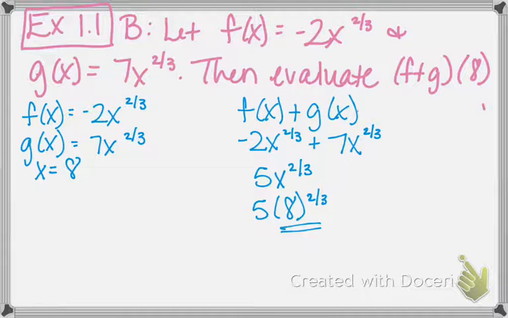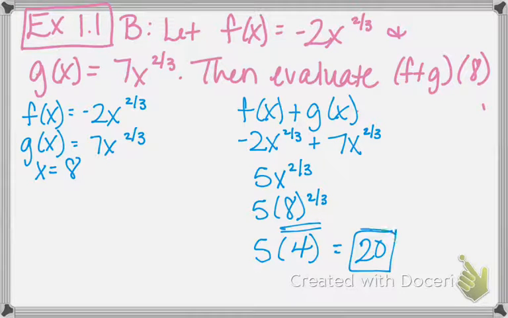If you do that, you should end up with 8 to the 2/3 power is going to be 4, because really it's the cube root of 8, which is 2, and then 2 squared, which is 4. Or you just plug into the calculator. And then finally, 5 times 4 is going to be 20. And so that is our answer.